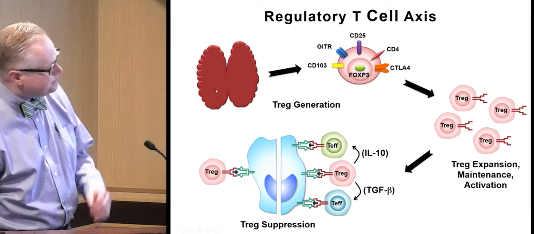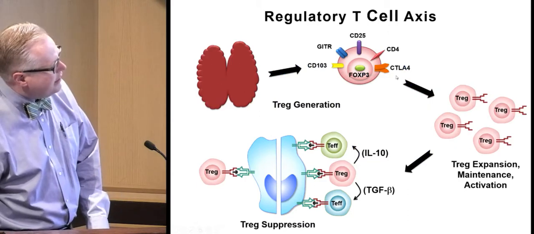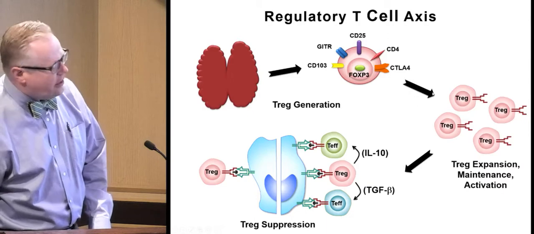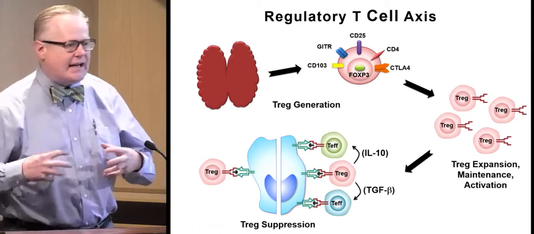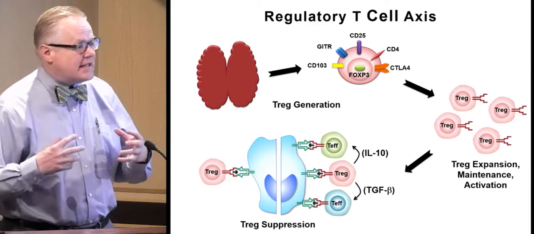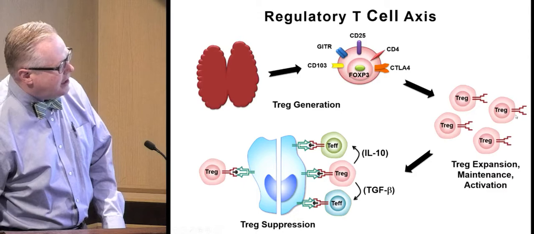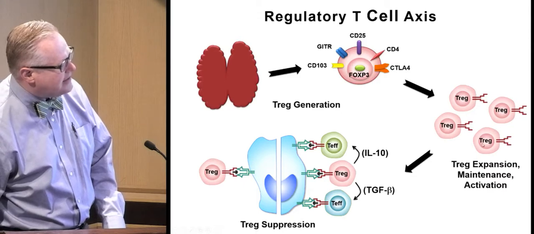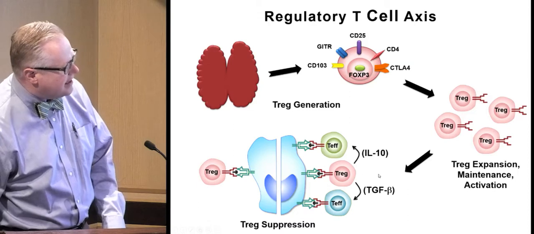Now, of course, they leave the thymus, and here's the regulatory T cell. And in order to be fully functional, these regulatory T cells need to get activated. They need to expand and make more of themselves. And so that's here. We know that happens, and then they can suppress, and they can suppress using some of the mechanisms that I mentioned.